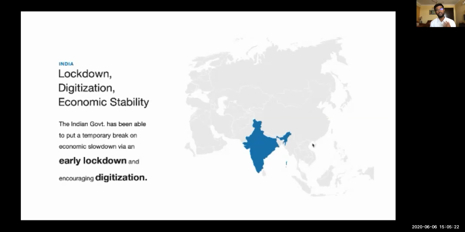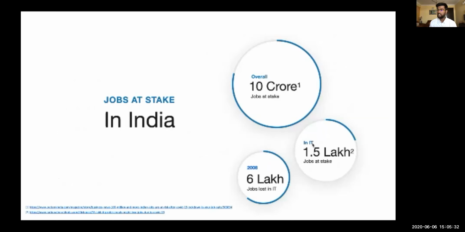The kind of job losses, the kind of opportunity losses, the kind of economic slowdown that the entire country will eventually face because of this pandemic. So that's where we are. Just to take a look at the numbers: currently, 10 crore jobs are at stake in India, and that is pretty much going to increase. If you're just following the everyday numbers, you'll see that this 10 crore is still not a conservative number.